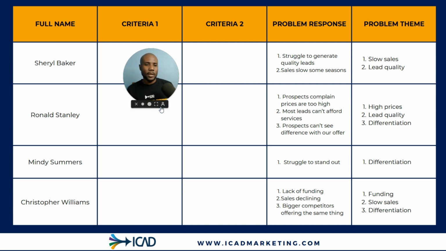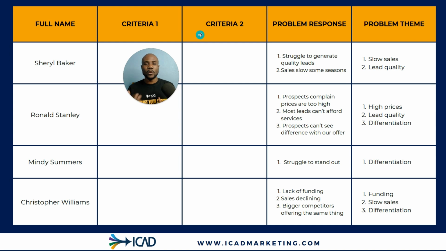So you want to collect, for example, the full name of everyone who participated, whether you chose to do 10 to 12 client interviews or 50 to 100 surveys. This is the information that you want to collect. And you'll notice here I have criteria 1, criteria 2, because you can decide to add what you want here that may be important to you.